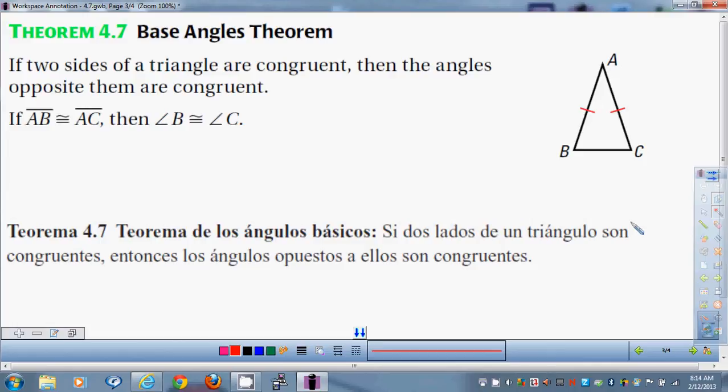Now, going by what we have already learned about converses, who thinks they can tell me what the 4.7 converse theorem is going to say? Give you a hint. Every theorem converse does almost the exact same thing, but with a twist.